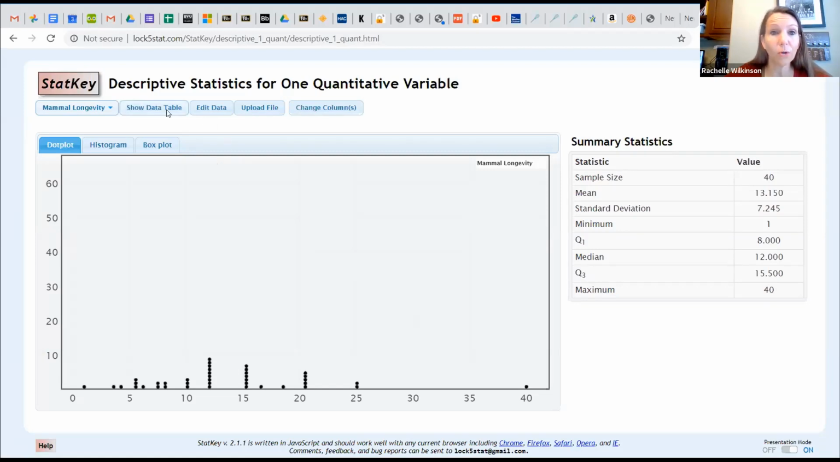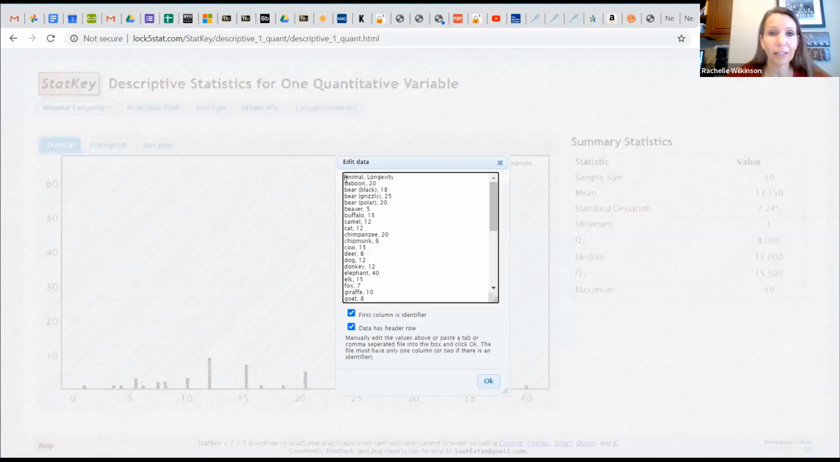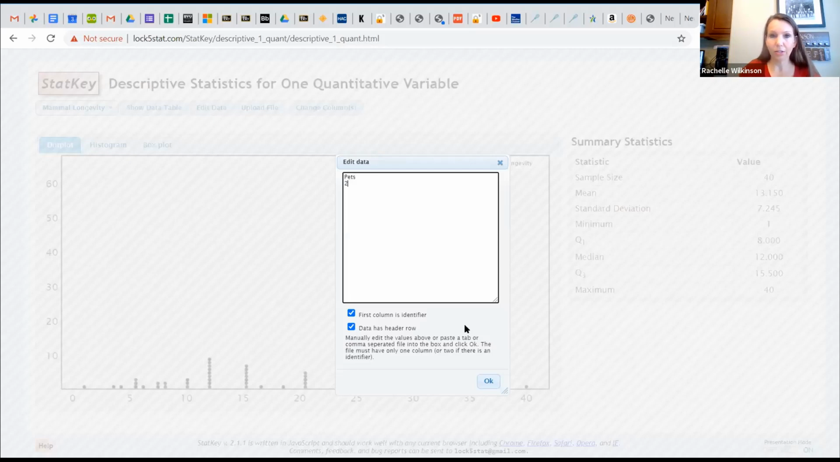You can also enter your own data. So if I just click on edit data here, I can delete all the information that's currently in there, and I can put in my own data. So we were looking at pets. So I'm going to enter in all that pet data that we just collected.